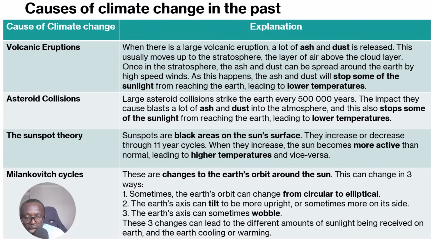Then thirdly, we have the Earth's wobble within the Milankovitch cycles. When the Earth wobbles, again you can have some parts of the Earth being farther away or closer to the sun, and as a result, you'll have either cooler or warmer conditions. So these three changes can lead to different amounts of sunlight being received here on Earth, and therefore the Earth either cooling or warming.